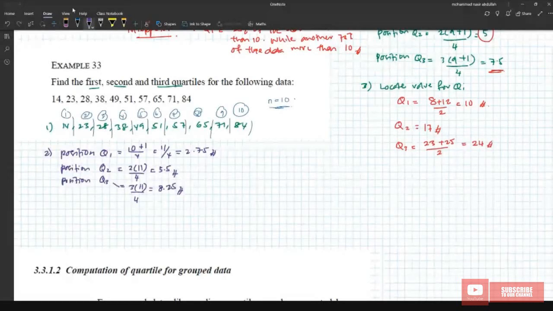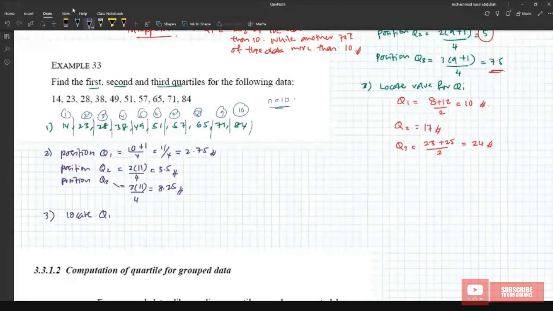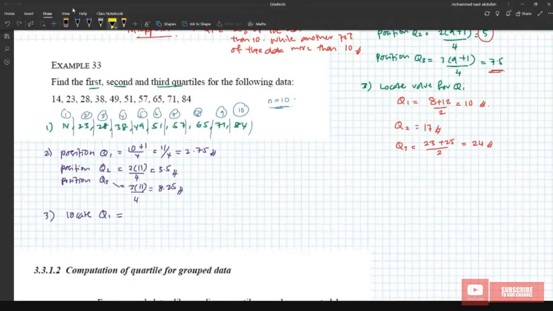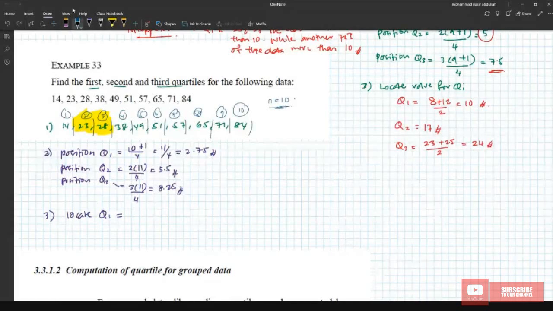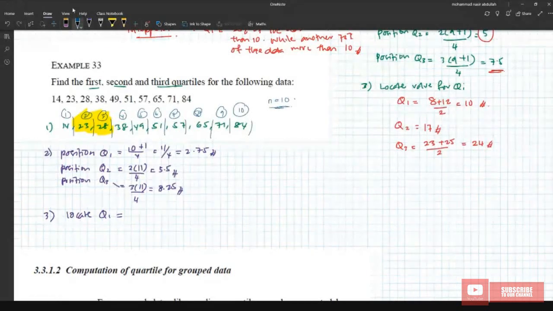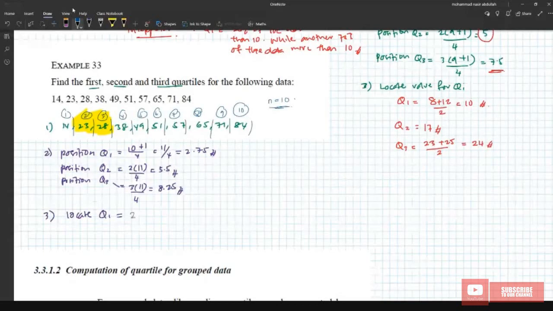So number 3, we need to locate quartile number 1. So quartile number 1 is between position 2 and 3, where the position is 2.75. Right, 2.75. If you want to locate quartile number 1, it's not the same as example number 32. So you need to do some manipulation. So we want to find the data starting from 23.